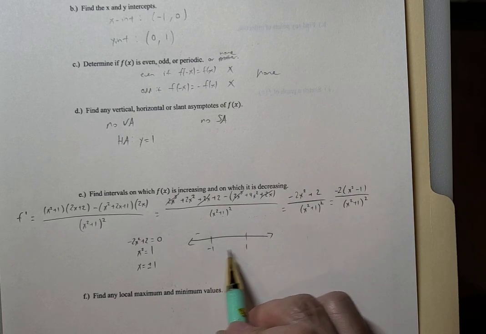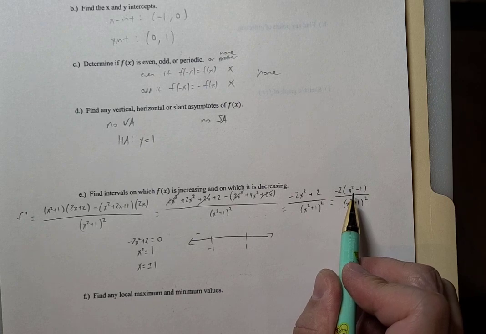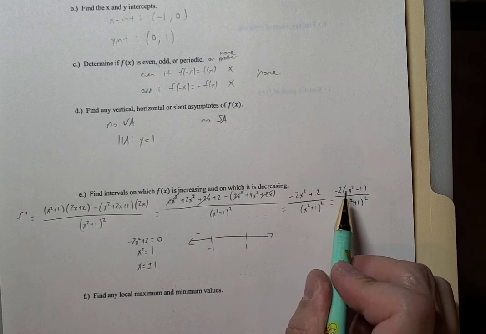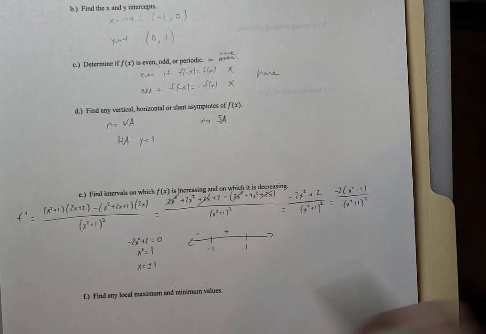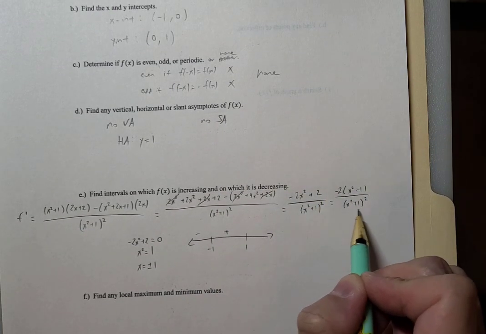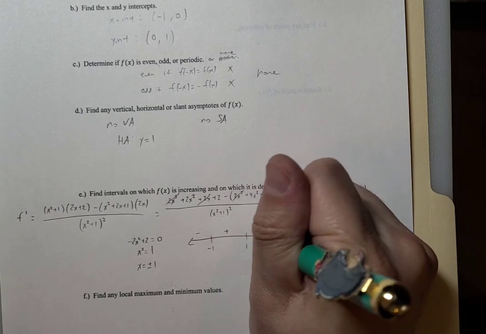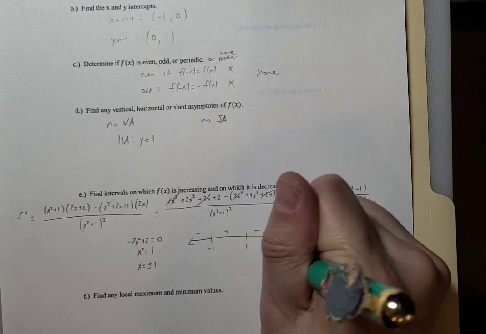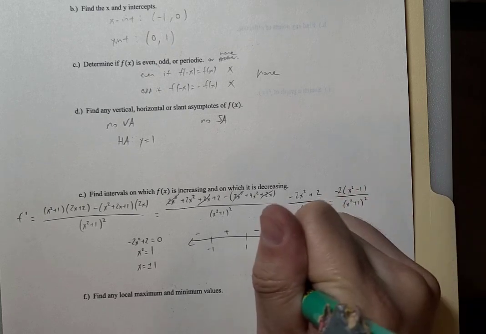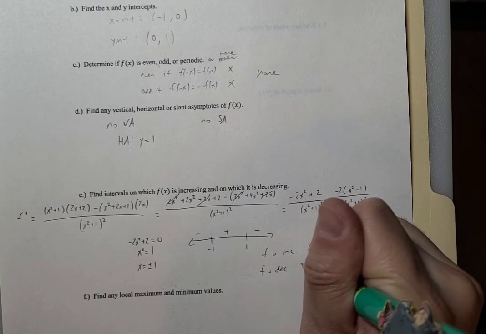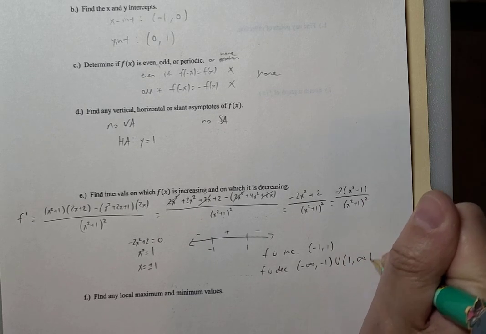You plug in some number between negative 1 and 1, like 0. When it's 0, then this is negative. 2 negatives make a positive, so positive on top, and then positive on bottom, because it's something squared, that's always positive. And then we plug in some huge positive number. The bottom is positive. Again, this guy would be positive, but we have this negative 2, so the sign is negative. So f is increasing from negative 1 to 1, and f is decreasing from negative infinity to negative 1, union 1 to infinity.